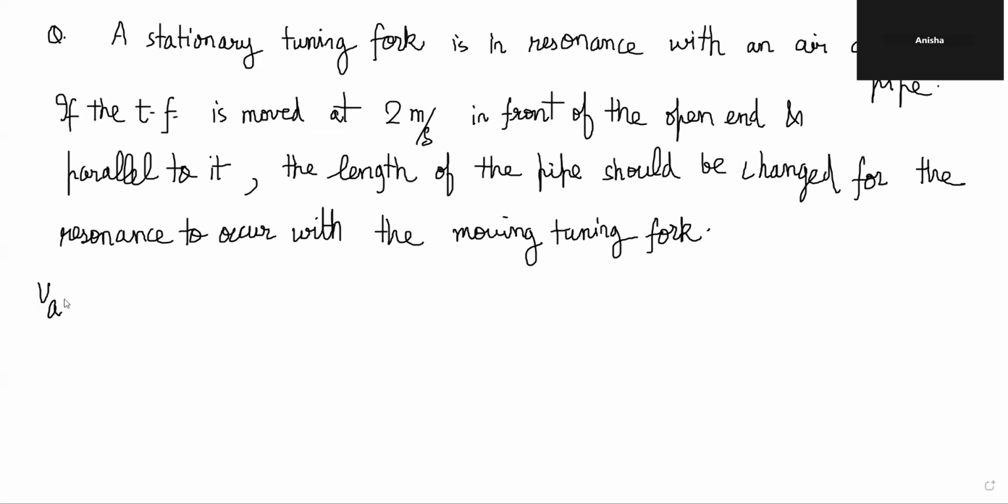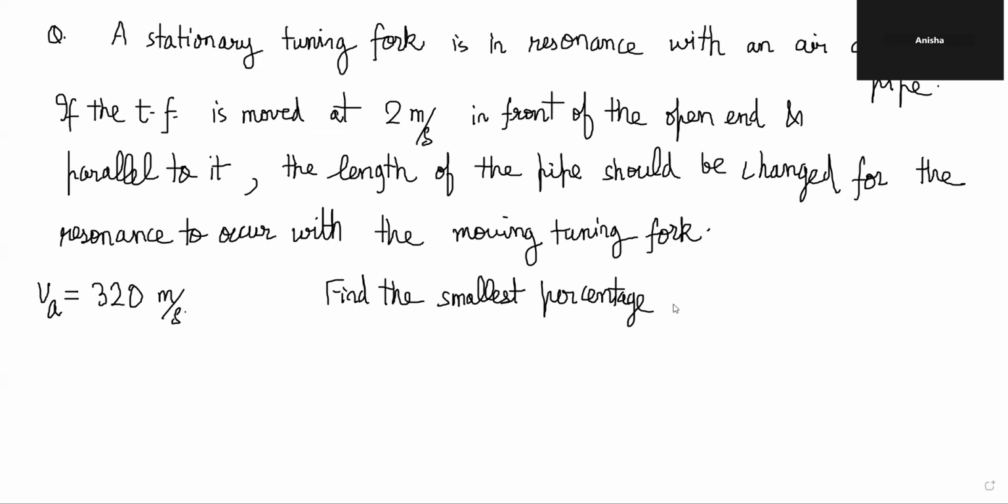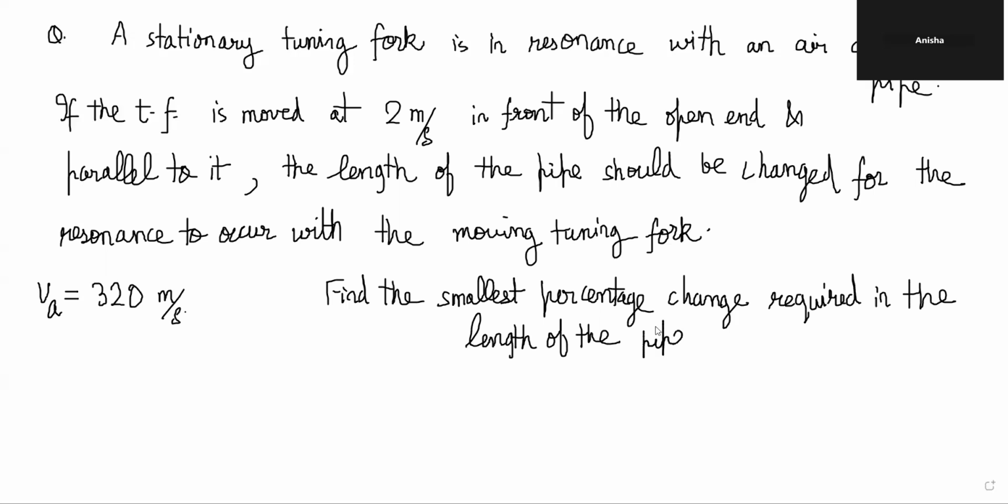Speed of sound in air is 320. Find the smallest percentage change required in the length of the pipe. Basically, for resonance to occur with the moving tuning fork.